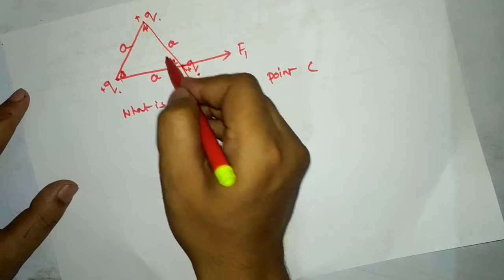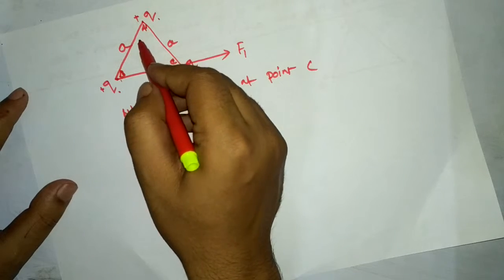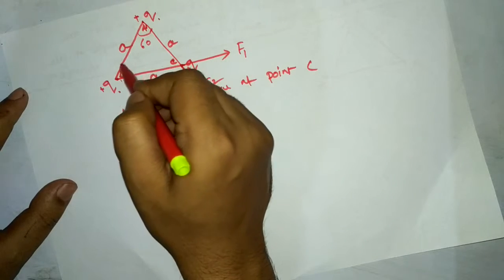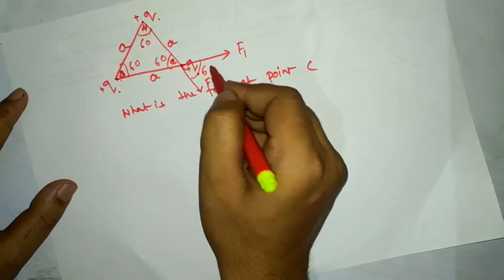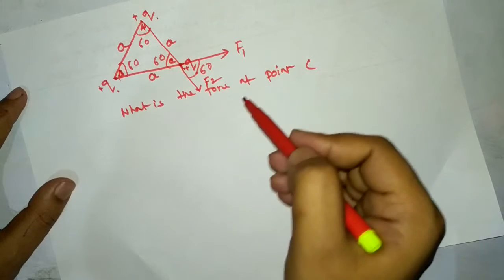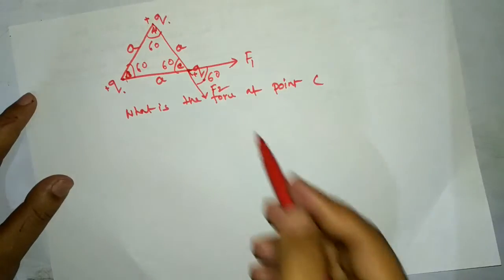What is the angle between them? We know in the equilateral triangle each angle is 60 degrees, this angle is 60, this angle is 60, and this angle is also 60. So the angle between these 2 forces is 60 degrees.